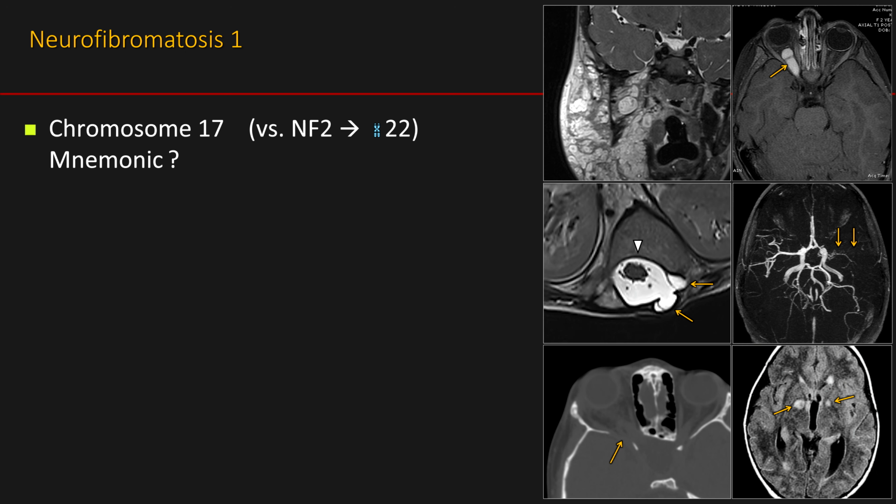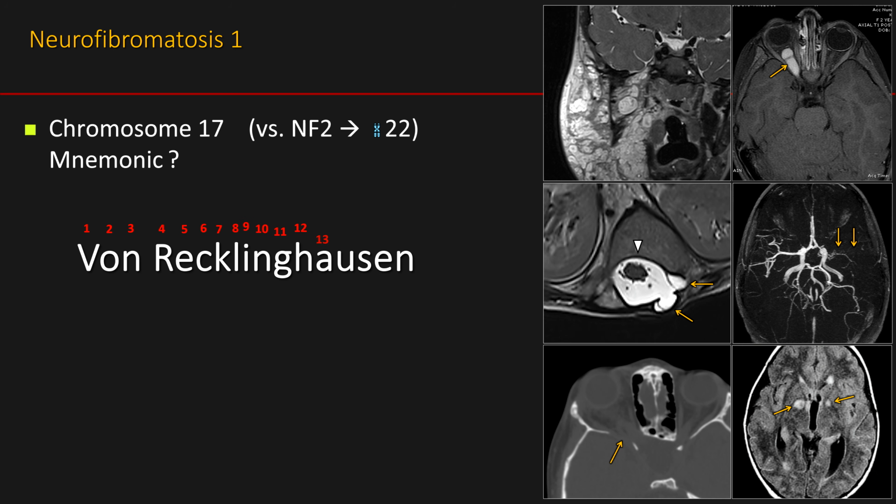How do you remember that? There's a dumb mnemonic. The old name for NF1 is Von Recklinghausen disease. If you think you know how to spell Von Recklinghausen, there's 17 letters in there. Really dumb mnemonic. By the way, neurofibromatosis also has 17 letters inside, so chromosome 17.